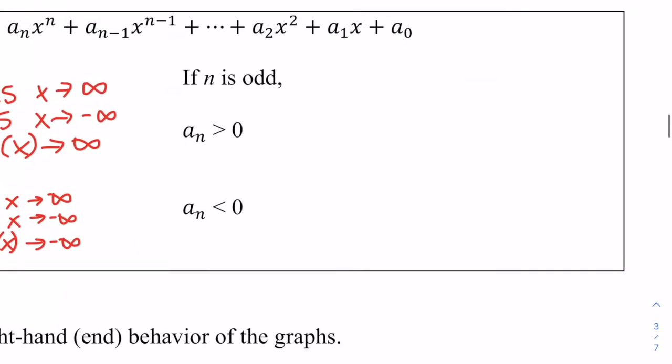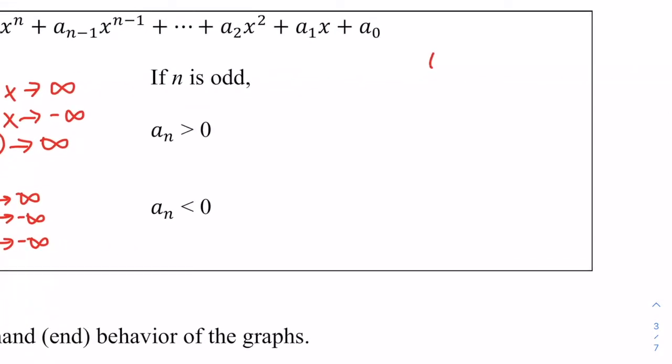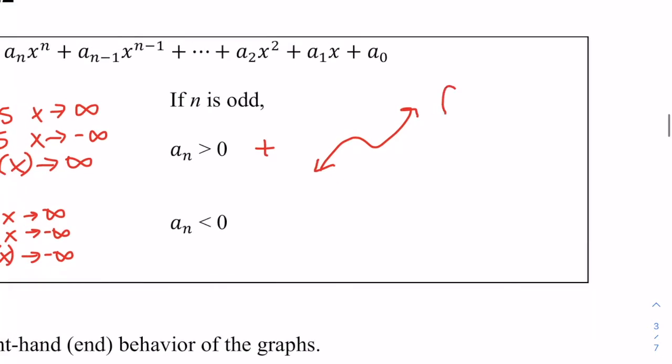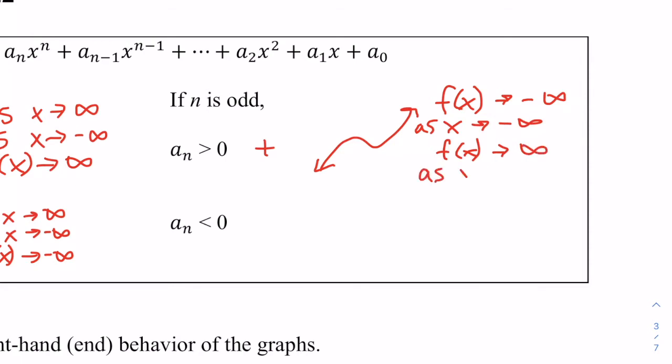Now let's summarize when it's odd. So such as like a cubic. So if we have the leading coefficient is positive, it will generally have an increasing pattern. So we're going to have two different things. F of x will approach negative infinity as x approaches negative infinity. They'll pretty much match, right? And f of x will approach positive infinity as x approaches infinity.